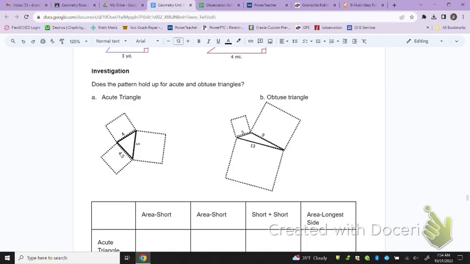Now on to our investigation. Does this pattern hold up for acute and obtuse triangles? So I've got an example of an acute triangle. I've got an example of an obtuse triangle. And I want you guys to find the area of each of the squares just like we did yesterday.